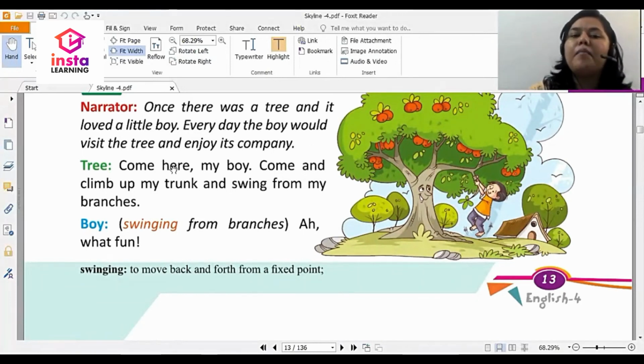Tree: Come here, my boy. Come and climb up my trunk and swing from my branches. Boy, swinging from the branches.